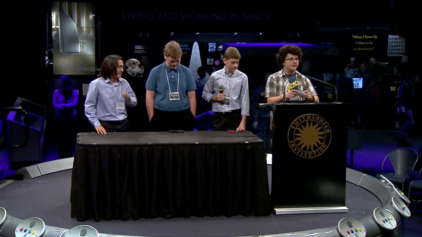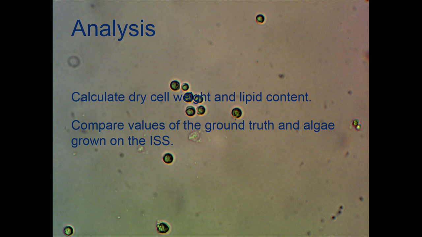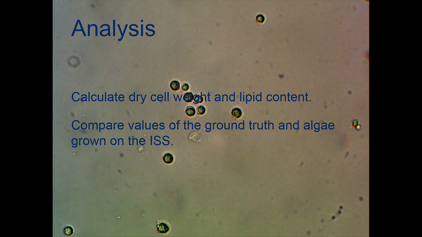As for analysis, we will be taking 4 1 milliliter samples of our algae, Neochloris oleoabundans, and putting 2 in pre-weighed aluminum dishes to be baked and dehydrated so that we can find the dry cell weight of the algae. The other 2 will be put in tubes and exposed to chloroform and methanol as detailed in the Folch extraction procedure, so that we can extract the lipids, and the results will be compared with our ground truth experiment here on Earth.